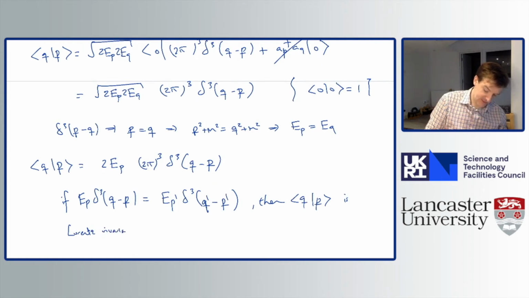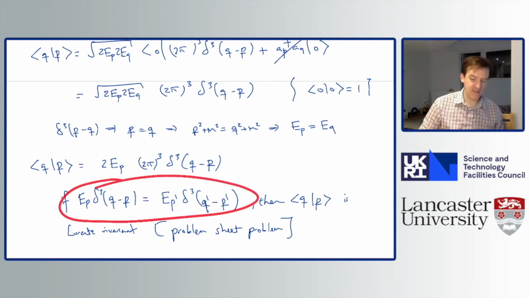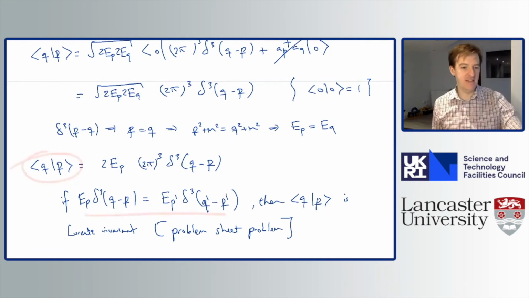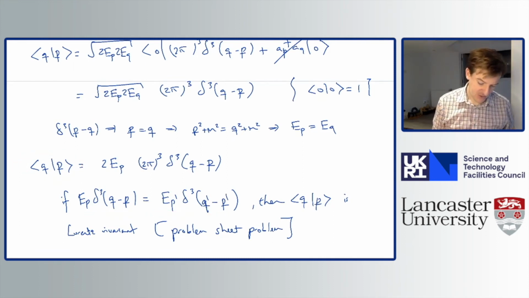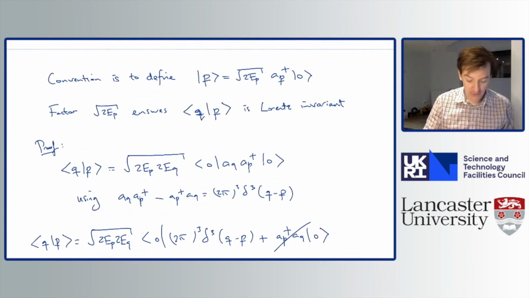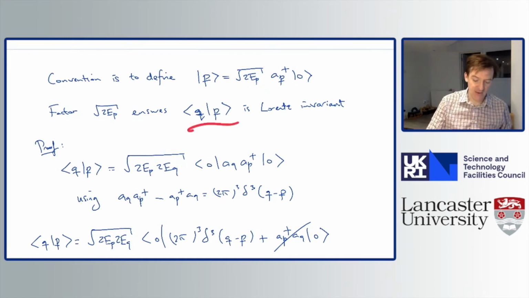Okay, so this final step is one that you're going to tackle in a problem sheet. This is a problem sheet problem for you to solve to do this final step. The purpose of the problem is that you can complete this proof and really show that it's sensible to define our momentum states with this additional factor so that we get this Lorentz invariant bracket quantity.